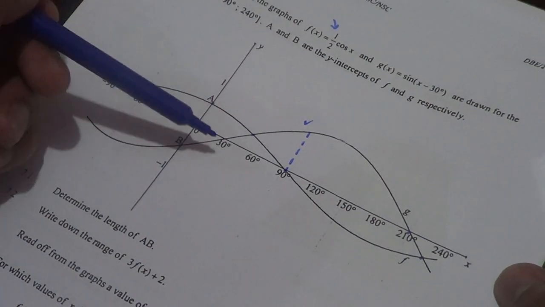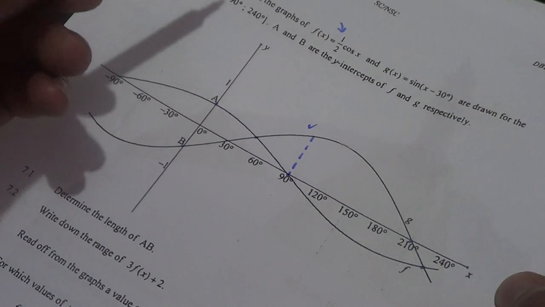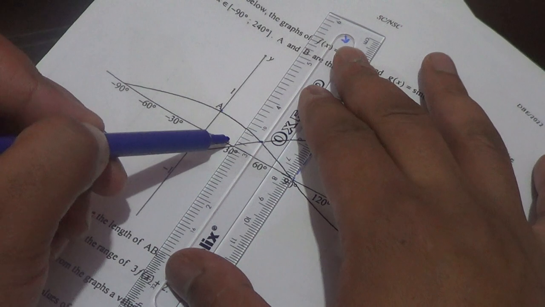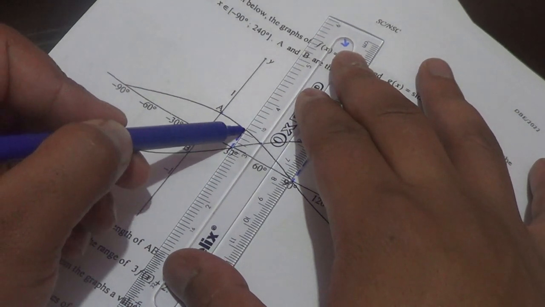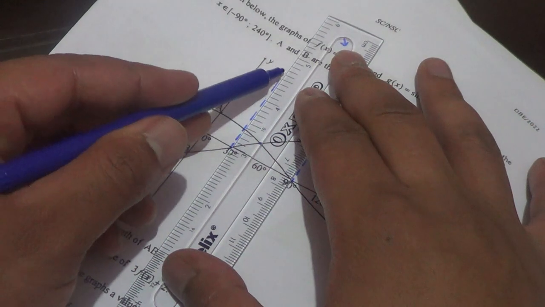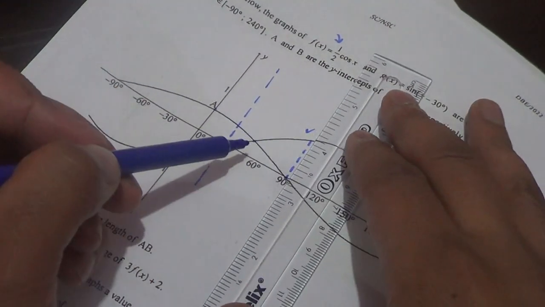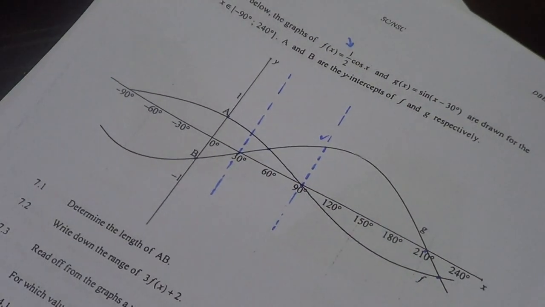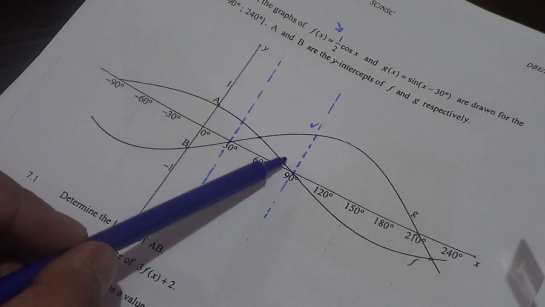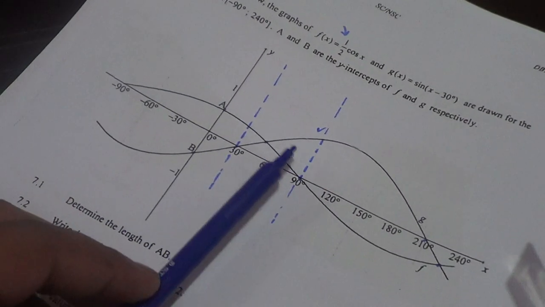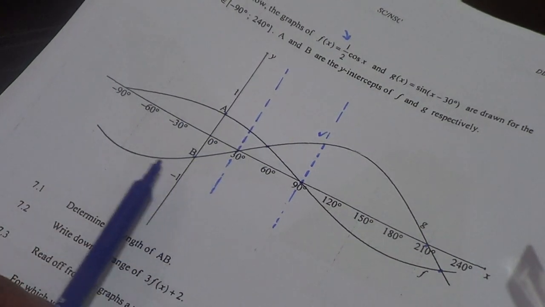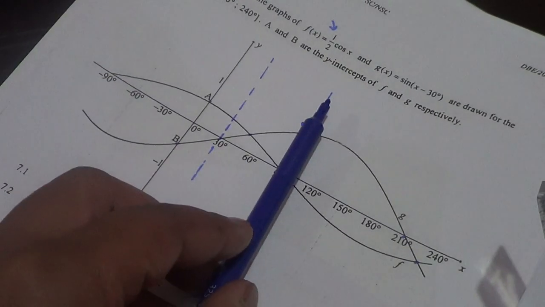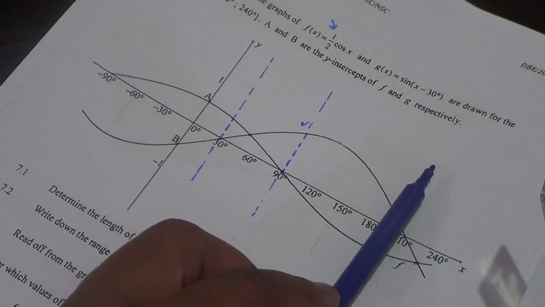When they are both positive, they will both appear above the x-axis, right? And guess what? Between 90 and 30, they appear above the x-axis. So between these two intervals right here, both graphs are positive. But elsewhere, they are not, because one is negative, the other one is positive. So unfortunately, this is out and that is out because the product here is negative.